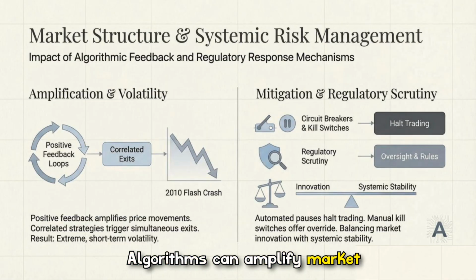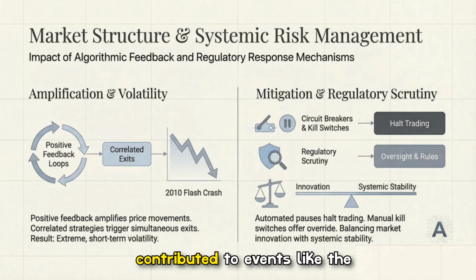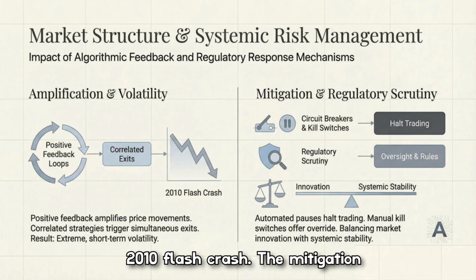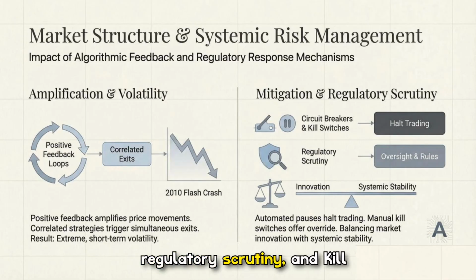Algorithms can amplify market moves through positive feedback loops and correlated exits, which in extreme cases contributed to events like the 2010 flash crash. The mitigation side highlights circuit breakers, regulatory scrutiny, and kill switches as tools to pause or halt trading. The balance between innovation and systemic stability is a recurring theme requiring coordinated oversight.